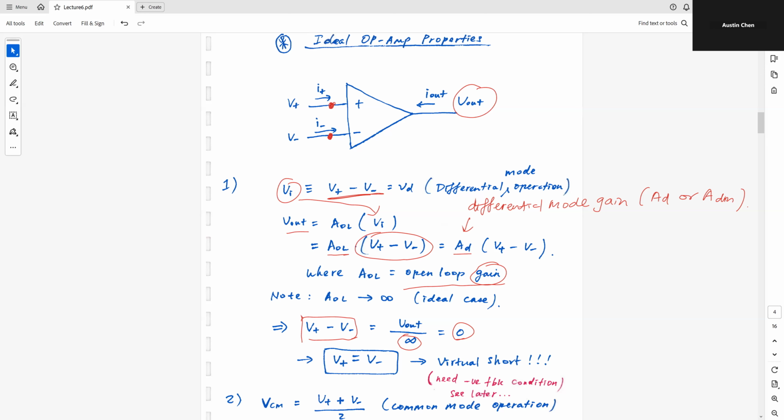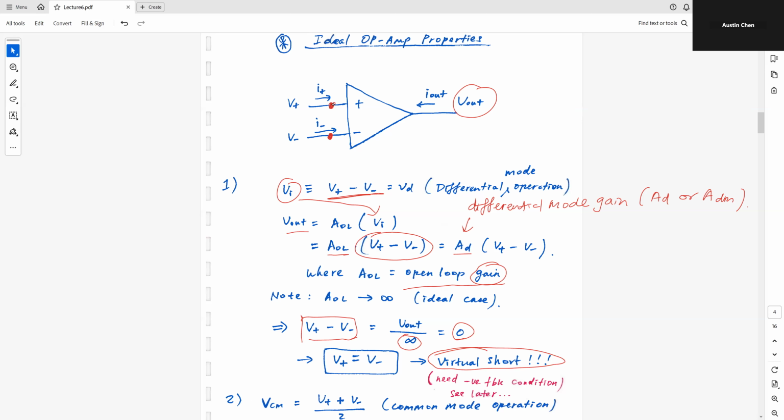So V plus equal to V minus is the so-called virtual short. This is one very important statement and observation for you to make when you do your analysis involving op-amps, in the examples that you will see in a second.